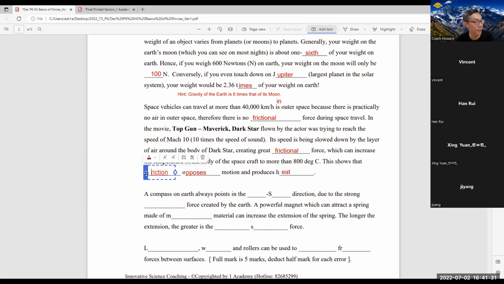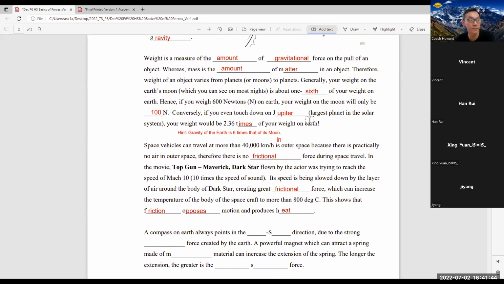So think of this part. Friction opposes motion and produces heat. So you give me 1 minute, I'll prepare this screen to show you. Meanwhile, I try to finish up this part and check your answers here.